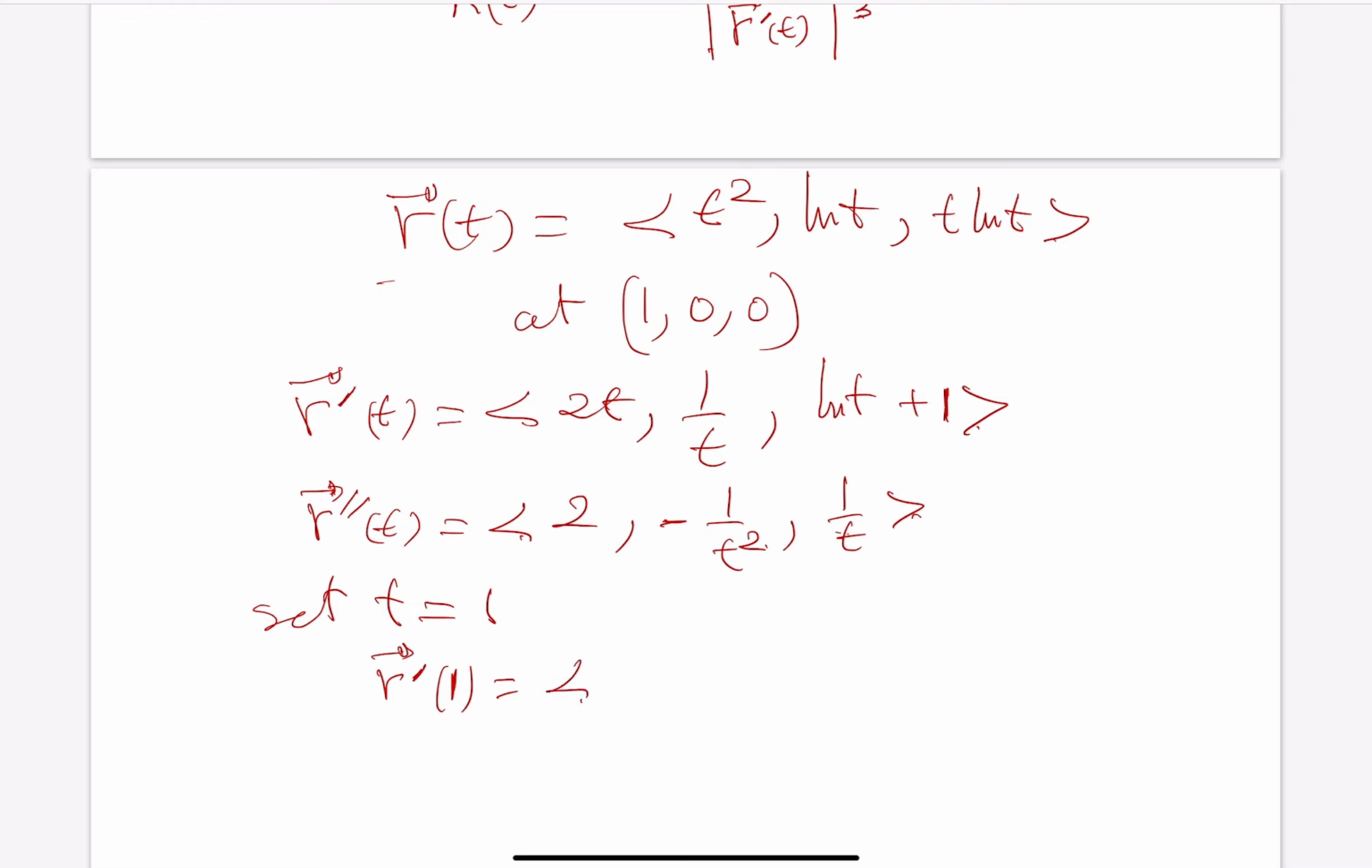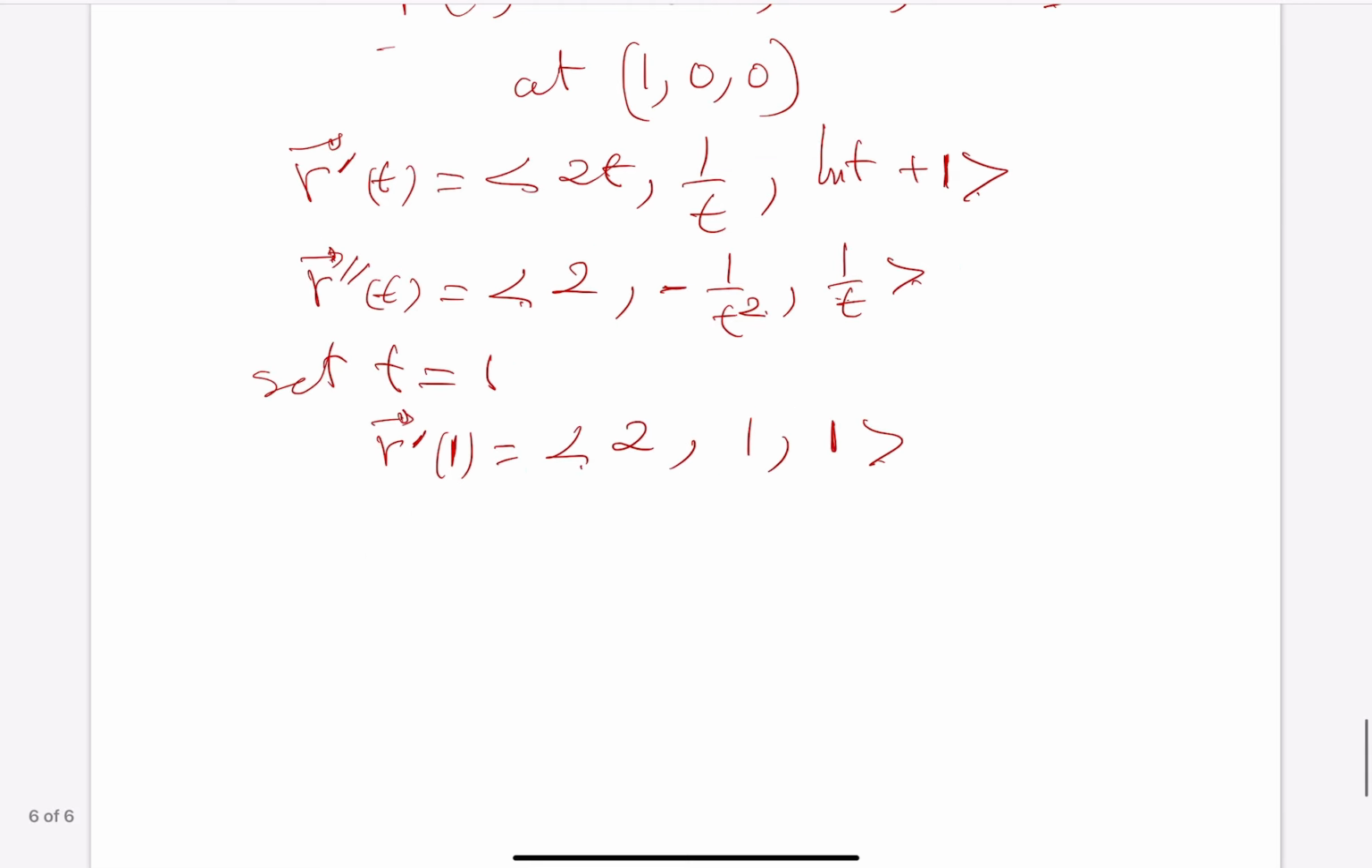We will have, at that point, 1, 0, 0. We can have 2, 1. ln 1 is just 0, and you can have 1 here. Okay, so now the second derivative here, we can have 2, negative 1, and 1. You just have to replace t by 1, and you can have this one.